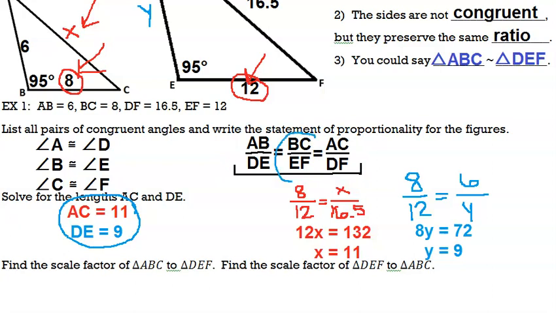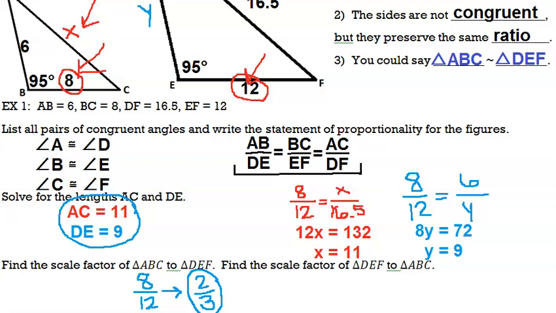The ratio of BC to EF was 8 to 12. BC is in the first triangle. EF is in the second triangle. As long as you go in that order, you'll get it right. So the scale factor of ABC to DEF would be short, sweet, simple, 8 over 12. Now, you do have to reduce. You don't get away with that. So we're going to say 2/3, which means the side lengths of ABC are 2/3 as long as the side lengths of DEF.